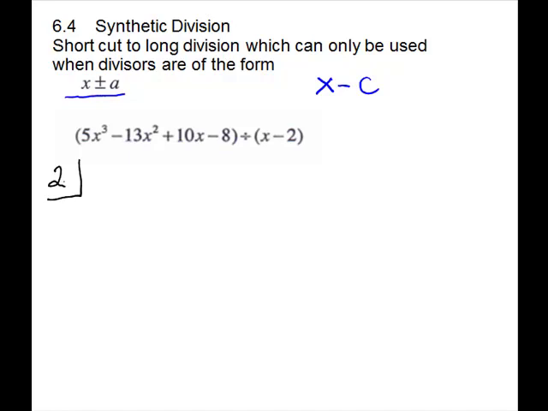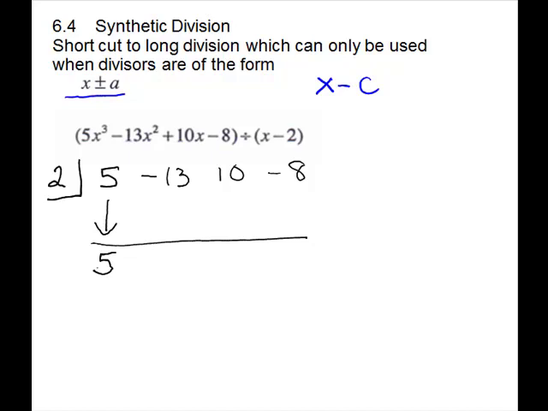You're going to take all of your coefficients. This problem is not missing any terms. If you're missing any, you need to put a 0 for that coefficient. So I'm going to take a 5 for the x cubed, a negative 13 for the x squared, a plus 10 for the x, and a minus 8 for the constant. You're going to skip a line and then draw. Right, you're going to bring your first one down below our line.